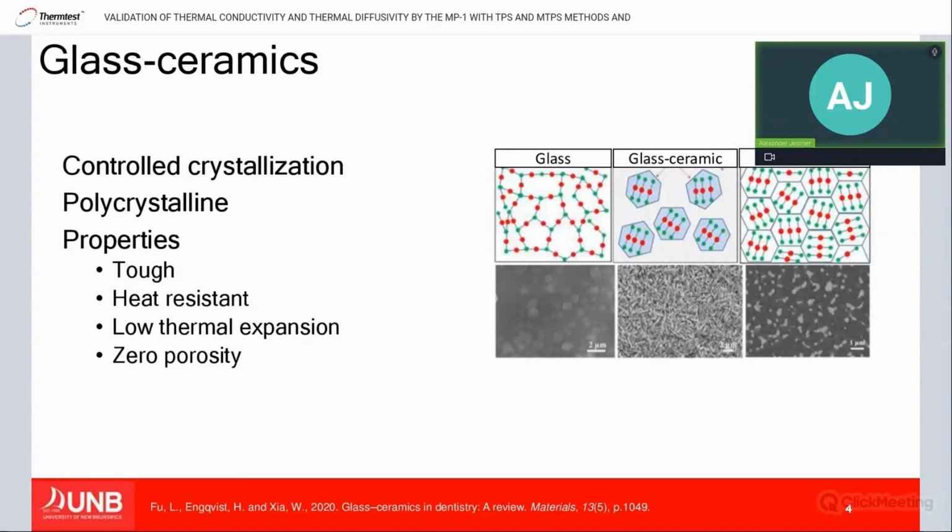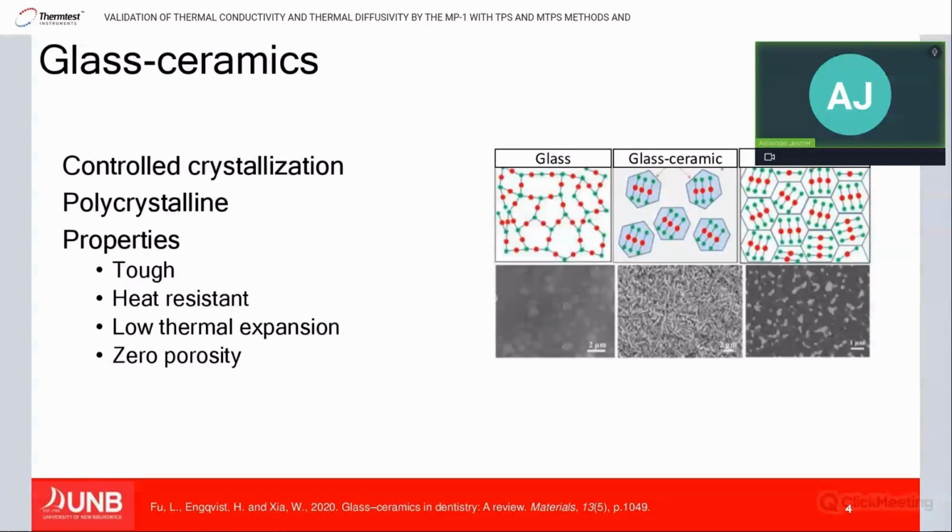And then in the middle, you have the glass ceramic. The size of those crystals determines the optical properties. If they're below or above the wavelength of light they're interacting with, they'll be opaque or transparent. And these properties produce a really tough and heat-resistant material that has low thermal expansion, which is important for what we're doing. I'll talk about that on the next slide a little bit more.